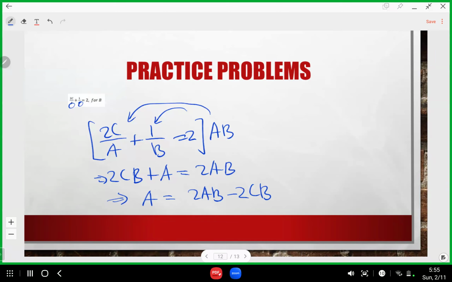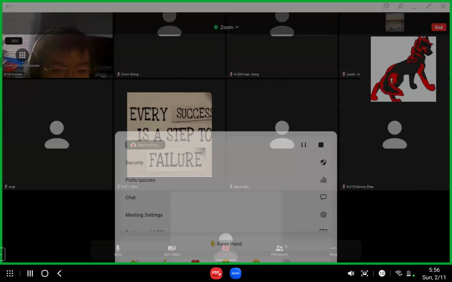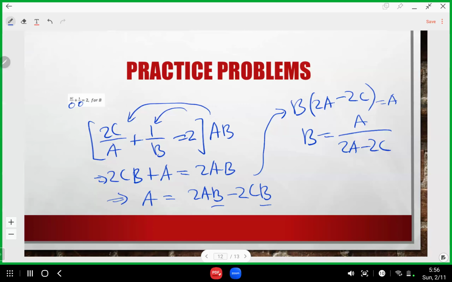So now 2ab minus 2cb. We want b, so how would we factor? Think about reverse distributive property. b on the outside, factoring: 2a minus 2c, because we're just basically reversing. We're taking this out, as equal to a, and then we can divide this whole thing, as you can see. I don't know if you got the correct answer or not. Let me check. Anyways, now that you know the process well, maybe next time you can do better.